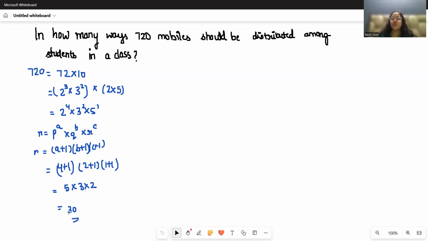So why is this question tricky? Because most people look for permutation here and think the mobiles are different, and miss the words distributed equally. So smart students think in divisors.